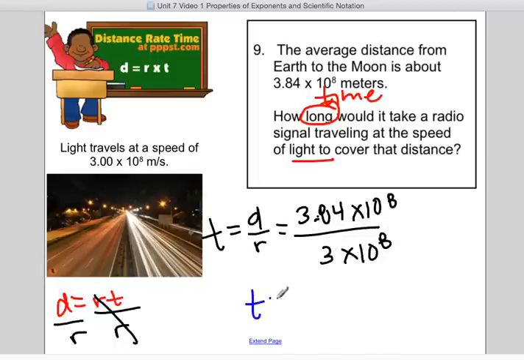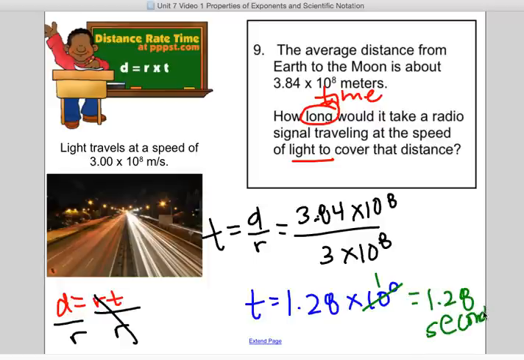So the time is 3.84 divided by 3, which is 1.28 times 10 to the 8 minus 8, which is 0. Remember, anything to the 0 power is 1. 1.28 times 1 is 1.28, and this is labeled in seconds. So the radio signal can cover that distance in 1.28 seconds, from the Moon to the Earth.